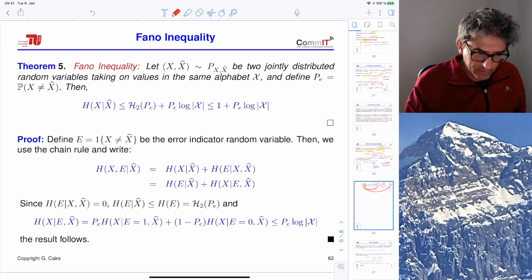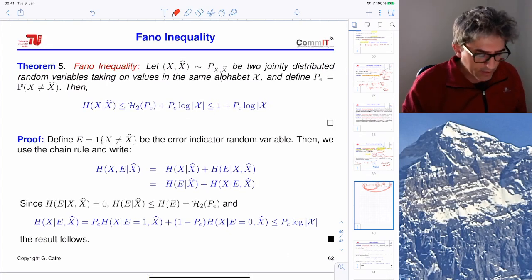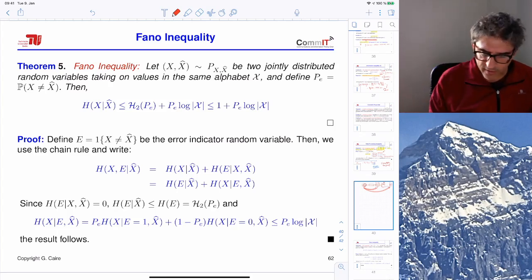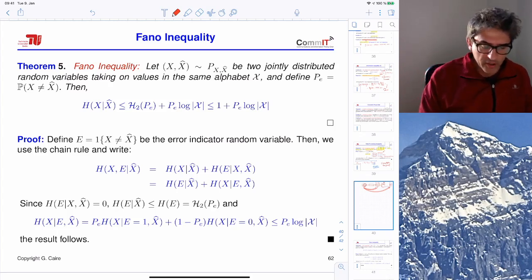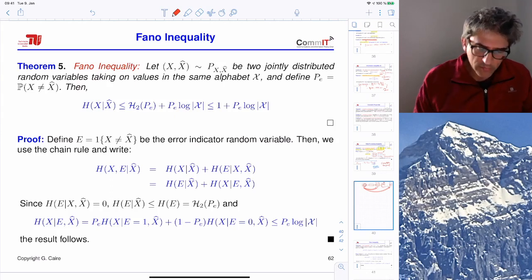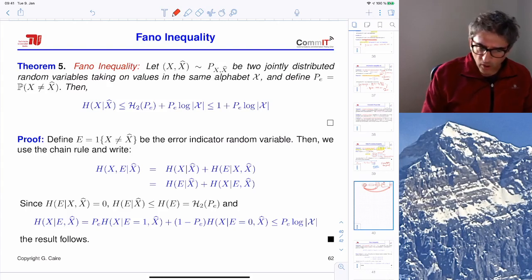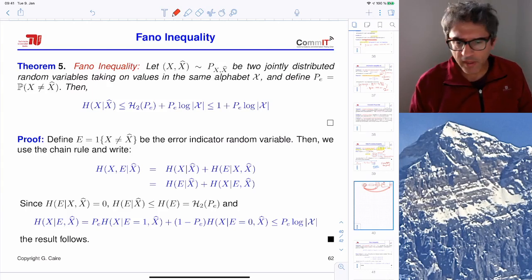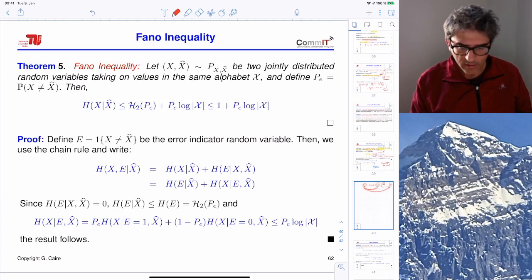The other inequality is called Fano inequality, from the name of a professor at MIT at Shannon's time who found this inequality. It's a very, very beautiful and simple result that relates information theoretic quantities, like in this case conditional entropy, to the probability of error in making a decision. And this is really fundamental when we will prove results on channel coding.